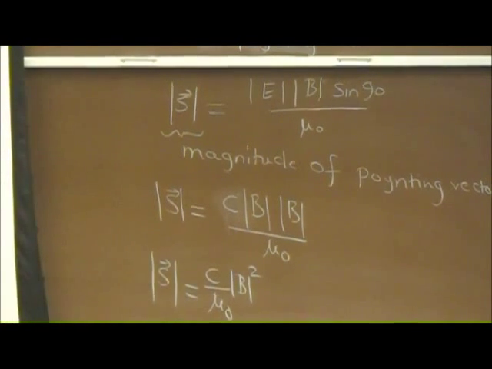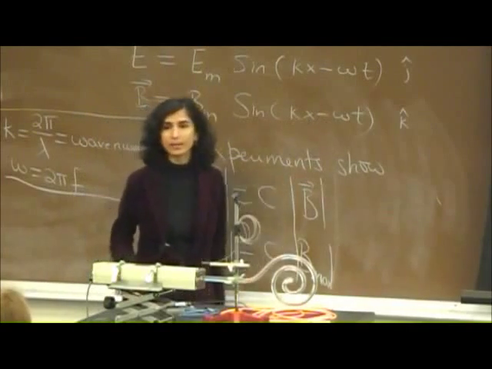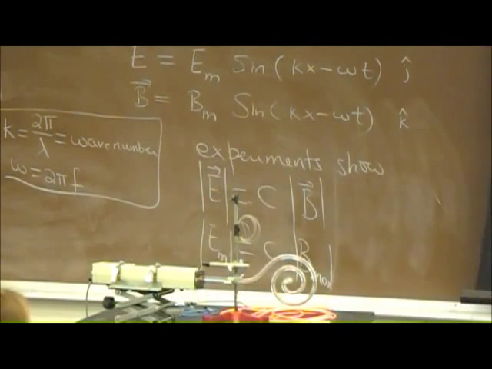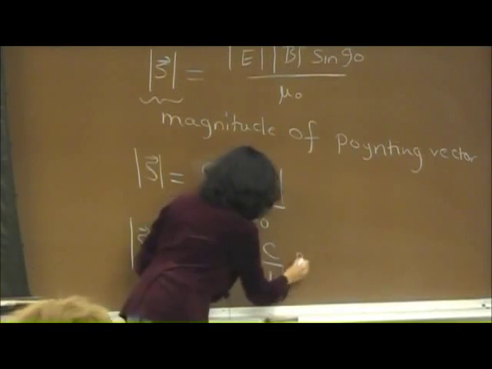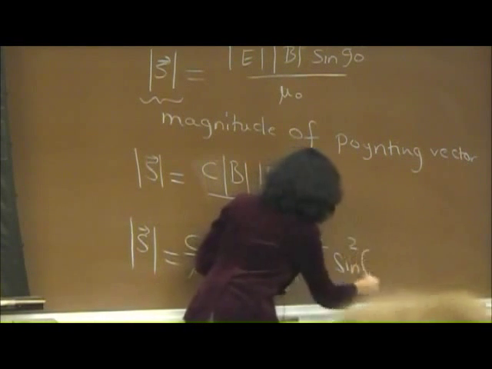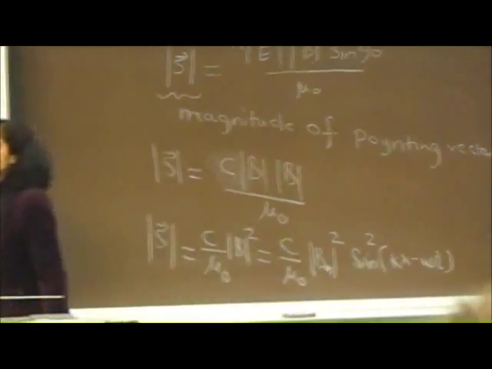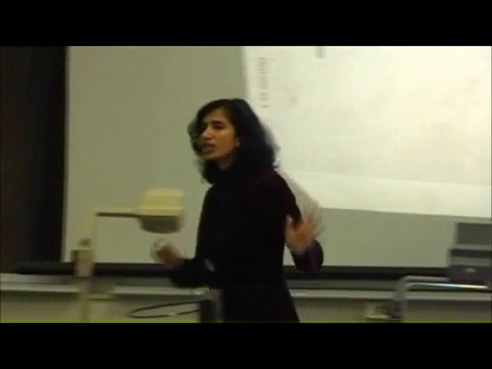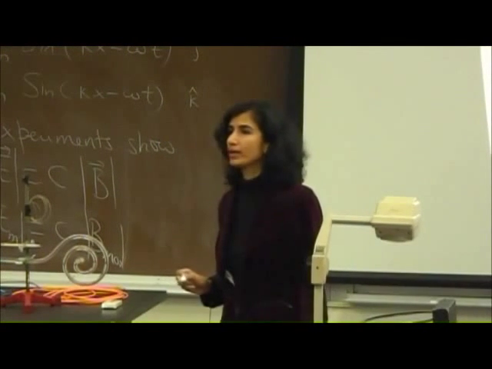And if you like, B squared can be written like this. Can I write B squared as B max squared sine squared of kx minus omega t? I can. So this thing I ought to be able to write as C over mu 0 times B maximum squared times sine squared of kx minus omega t. Suppose I ask you this question: how much is the average value of the Poynting vector? What would you tell me?